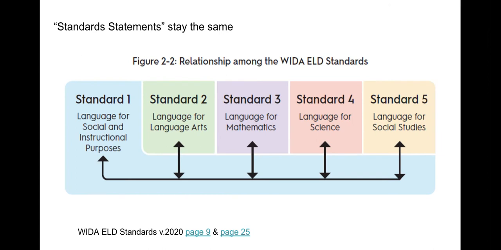So the standard statements also stay the same. The key difference is there is a more direct relationship between all the standards. So standard 1, language for social and instructional purposes, is still a standard, but it connects with standards 2, 3, 4, and 5. So it is not something linear where you learn social and instructional language at the beginning and stop, but rather it is part of all of the content areas.